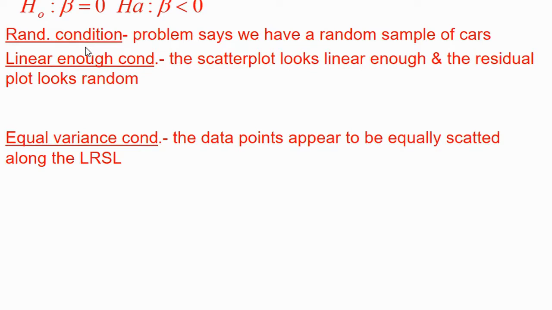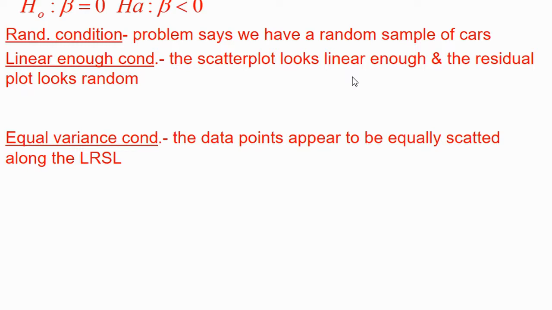Okay, randomization condition. The problem says we have a random sample of cars. So write it down, or just save it. Okay, so if you look at the top of your notes, the next condition is called the linear enough condition. So in order to actually do the calculations in the test, your data should be linear enough. The way we check to see if your data is linear enough is it says assume that the true relationship is linear. So the way you would check that is we want to sketch this data in your calculator and look at a, what's it called?